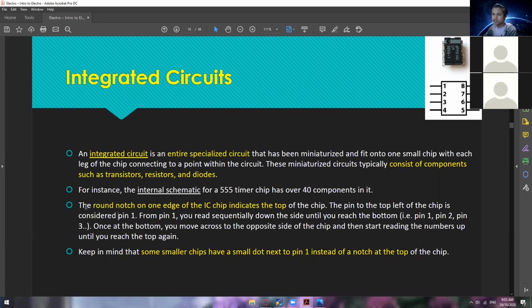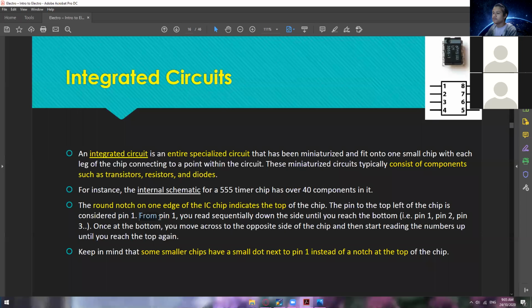The round notch on one edge of the IC chip indicates the top of the chip. As you can see right here, it has a notch on the top. So that's an indicator that it is the top portion of the IC. And then the pin at the top left, let's say this is the notch, the top left is considered pin 1.